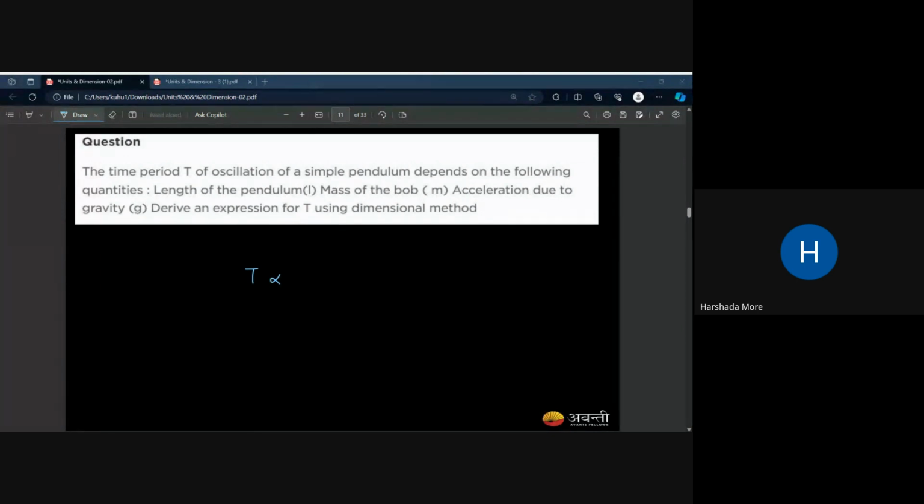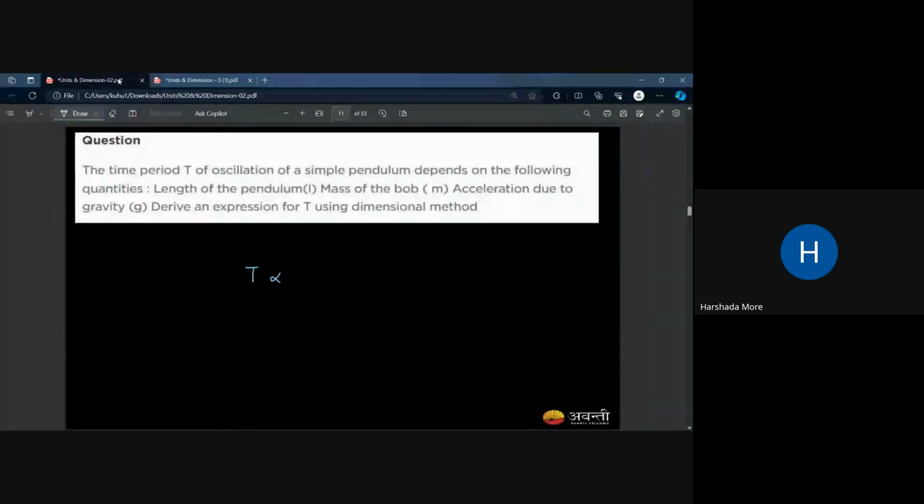Dimension of M is M raised to X. Dimension of L is L raised to Y. And dimension of G is LT raised to minus 2, raised to the power Z. All together, we have that T raised to the power 1 is equal to K times M raised to the power X, L raised to the power Y plus Z, T raised to the power minus 2Z.